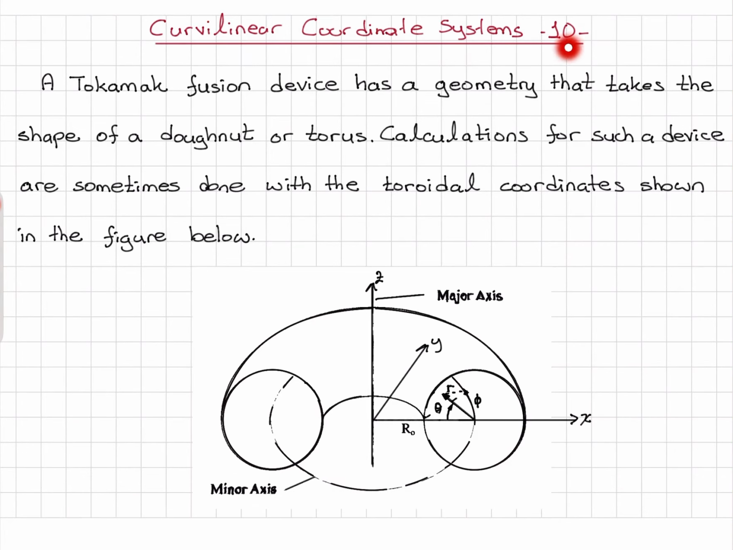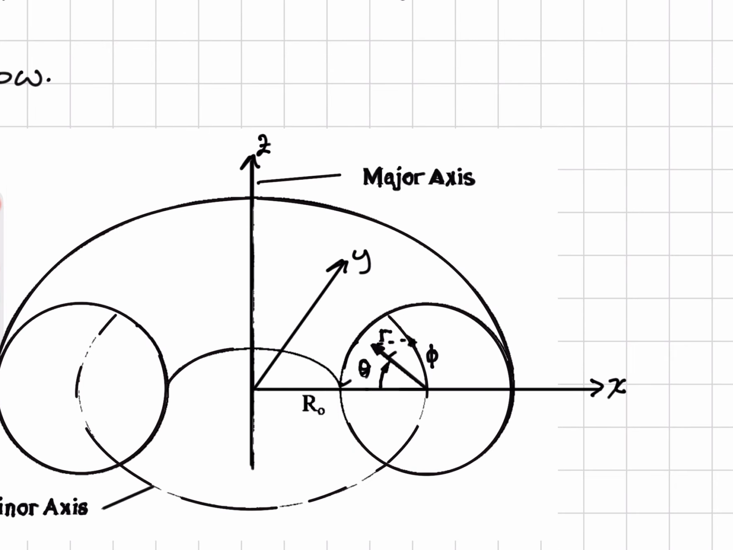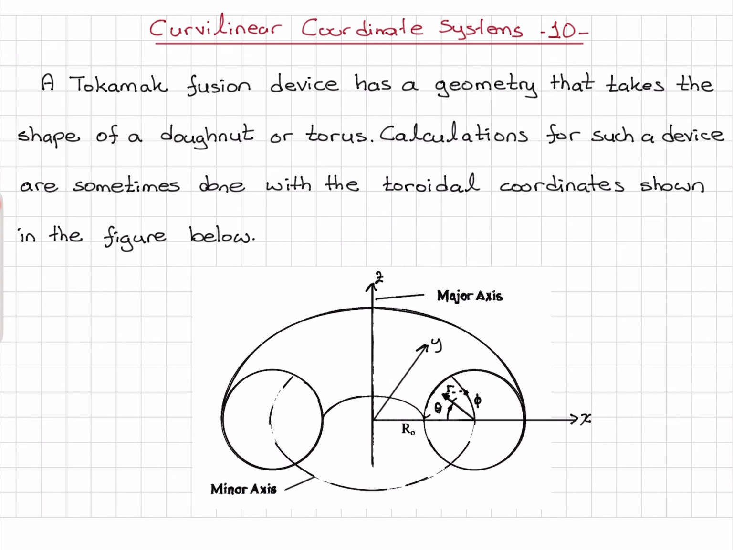Curvilinear coordinate systems 10. A tokamak fusion device has a geometry that takes the shape of a donut or torus. Calculations for such a device are sometimes done with the toroidal coordinates shown in the figure below: r, theta, the angle with respect to the xy plane, and phi, the angle with respect to the x-axis on the xy plane.